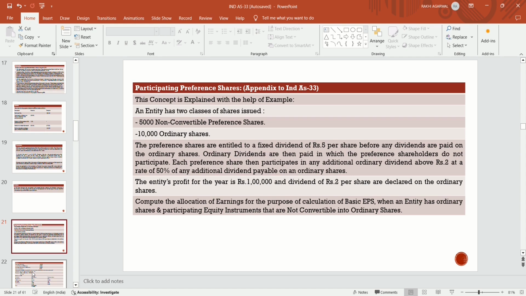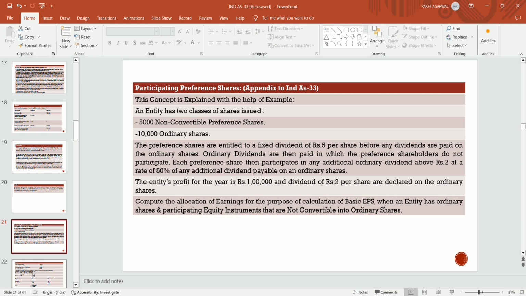The preference shares are entitled to a fixed dividend of rupees 5 per share before any dividend is paid on the ordinary shares. Preference shares are entitled to the dividend of rupees 5 per share because it is a liability that must be paid before any dividend is paid to the equity shareholders. Ordinary dividends are then paid, in which the preference shareholders do not participate. Each preference share then participates in any additional ordinary dividend above rupees 2 at a rate of 50% of any additional dividend payable on an ordinary share.